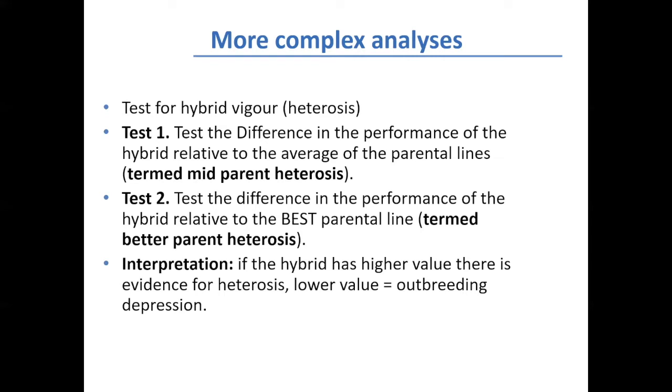If the outcome of these tests is that the hybrid line has higher value than the purebred parents, there is evidence for heterosis, for hybrid vigour. But if the hybrid has lower value, you have evidence for outbreeding depression. So anyone with some basic math training should be able to do these tests, as the math behind these calculations really isn't hard.